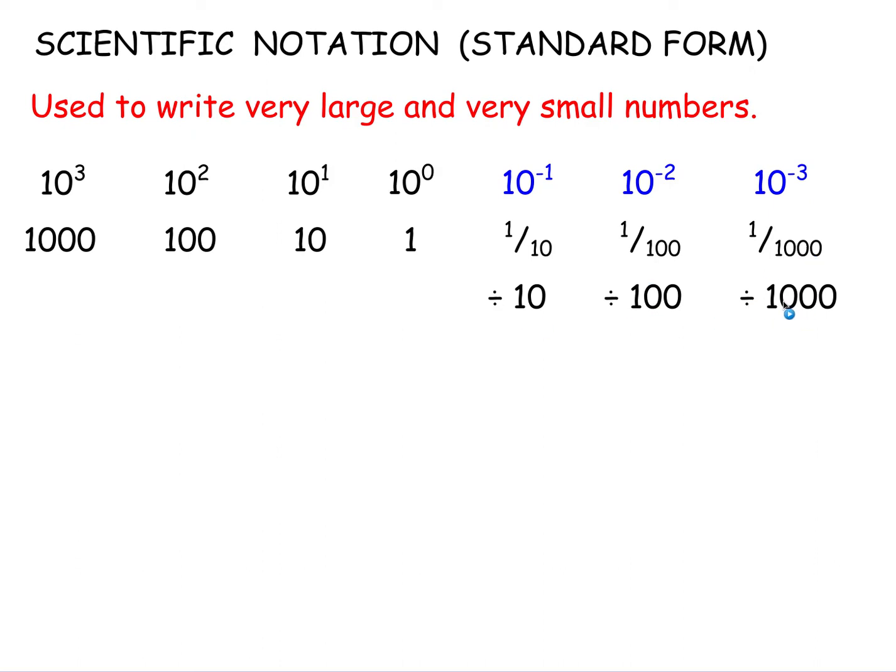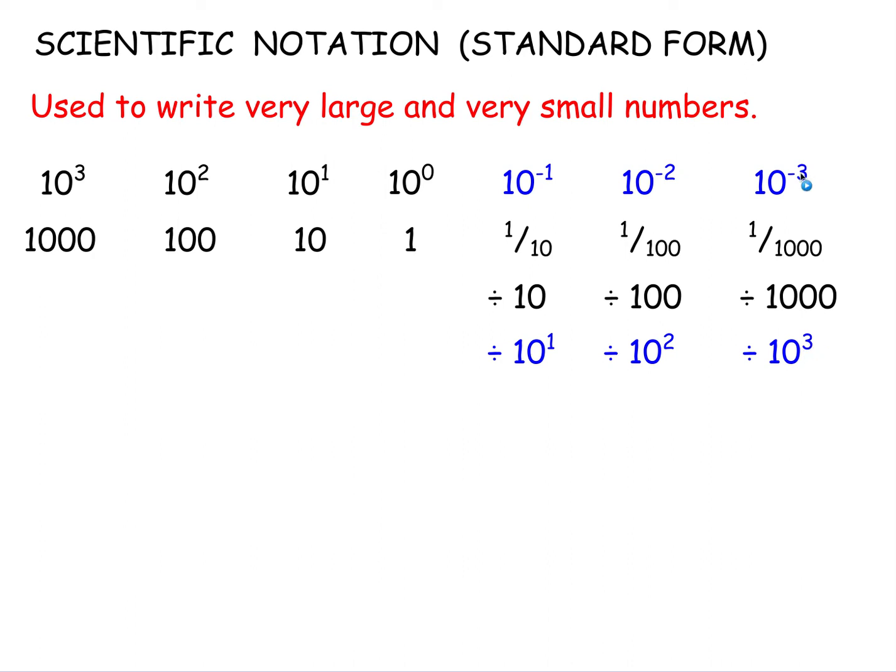Dividing by 1,000, 1,000 is 10 to the power 3. So that can be written as dividing by 10 to the power 3. Dividing by 100 is dividing by 10 to the power 2, and dividing by 10 is dividing by 10 to the power 1. You look at the bits in blue. 10 to the power negative 1 is the same as dividing by 10 to the power positive 1. 10 to the power negative 2 is the same as dividing by 10 to the power positive 2. And 10 to the power negative 3 is dividing by 10 to the power positive 3.